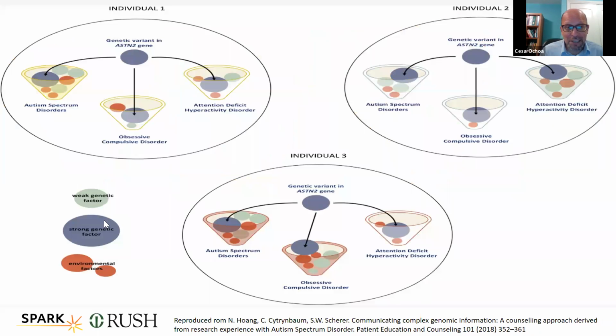And finally, this is a very busy illustration, but I want you to focus on individual one. We're just going to talk about individual one, and they are talking about the ASTN2 gene, and how this gene is a rare variant that gives a lot of risk, not just for autism, but also for obsessive compulsive disorder and also for attention deficit hyperactivity disorder. So, and this is something important to keep in mind, that autism is not an isolated neurodevelopmental disorder.